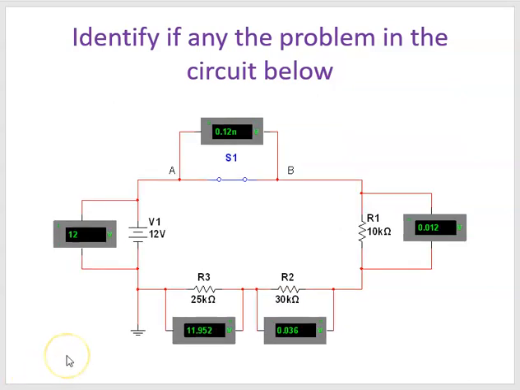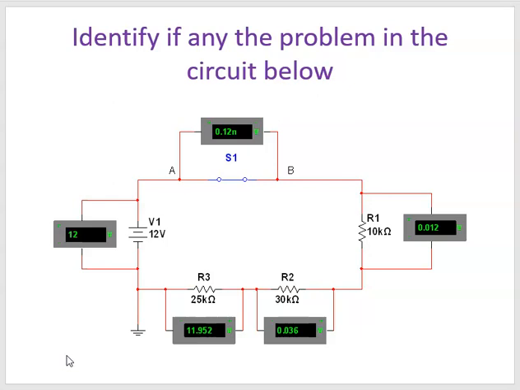Let's look at this scenario. We'd like to identify the problem, if any, that exists in this circuit. Again, we'll start with the supply voltage. We're measuring 12 volts, that's good. We're checking our switch, it's closed.